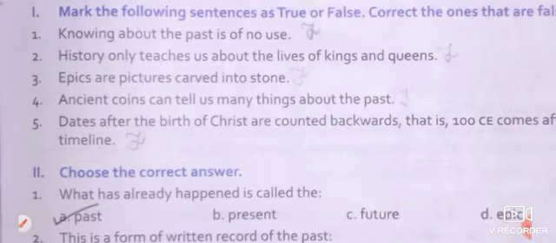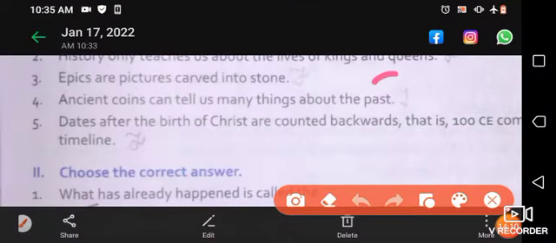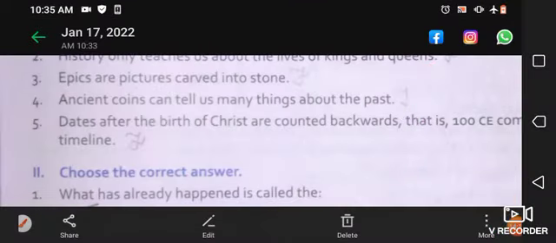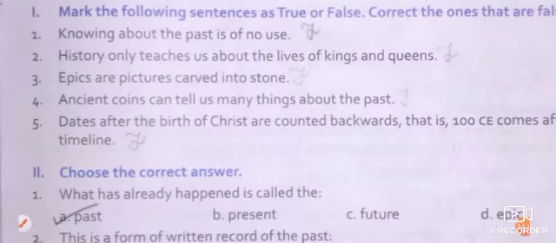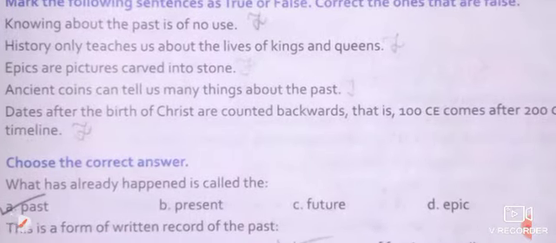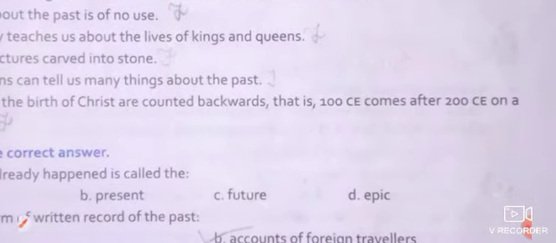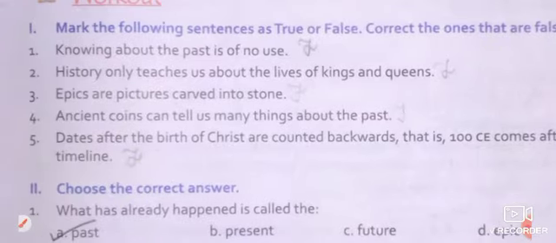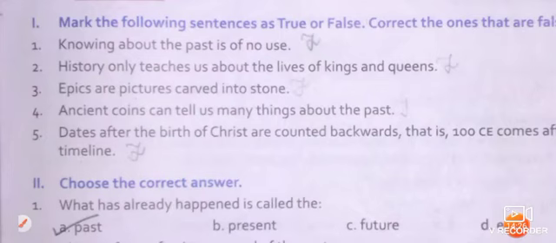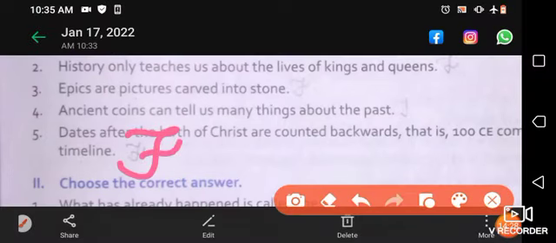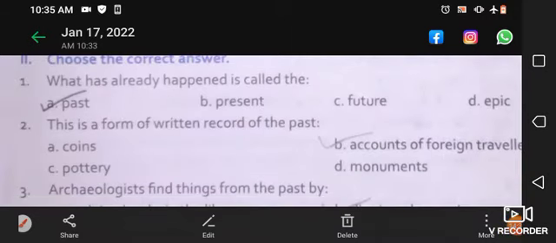Third one is, ancient coins can tell us many things about the past. So yes, this is true. Ancient coins can tell us many things about the past. Fifth one is, dates after the birth of Christ are counted backwards. That is 100 CE comes after 200 CE on the timeline. So this is false.